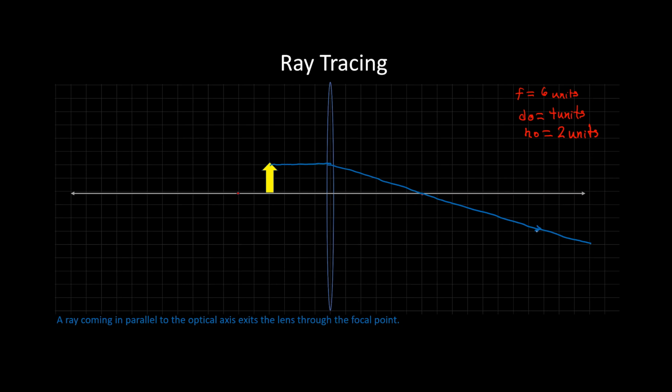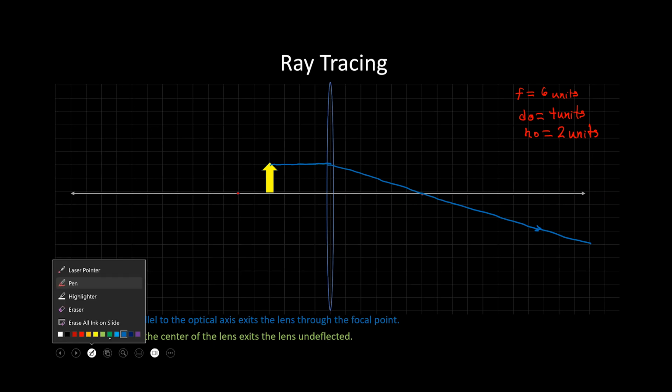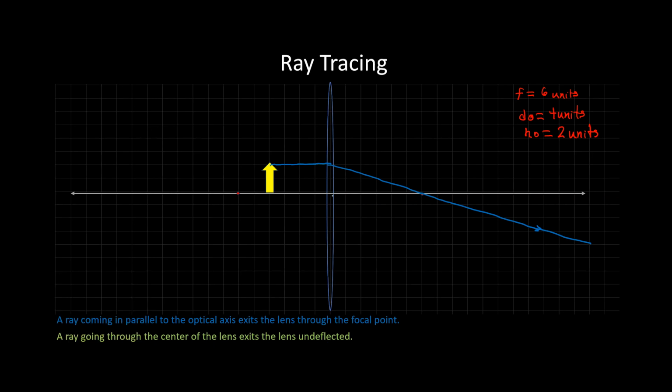The second one, ray going through the center of the lens, exits undeflected. Okay, so let's take a green. Here is the center of the lens. So let's draw one from the tip. It's going to go through the center undeflected.